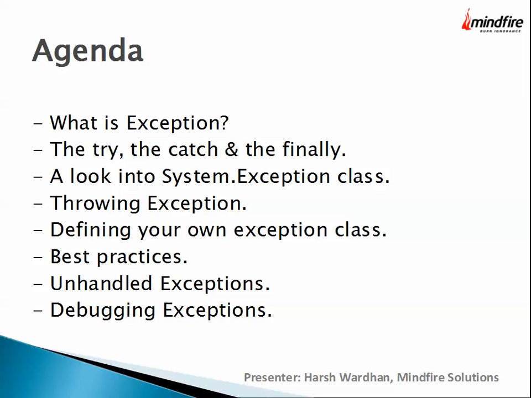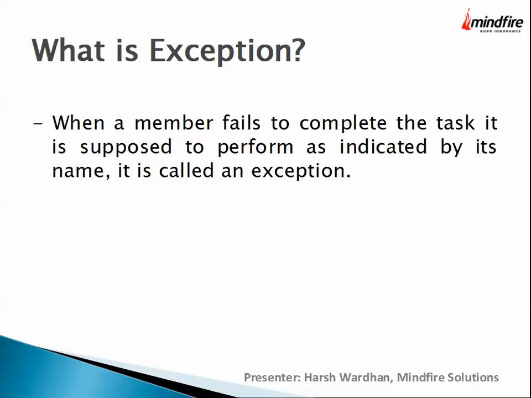Okay, so let's see what was the definition of an exception. Whenever a member fails to complete the task it is supposed to perform, as indicated by its name, it is called an exception. So the runtime error you mentioned is a part of this whole statement, because the thing which failed at runtime was performing some task, had some name, and had some goal which it was supposed to perform, and which it did not perform.